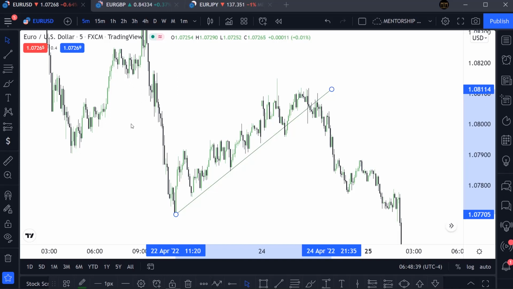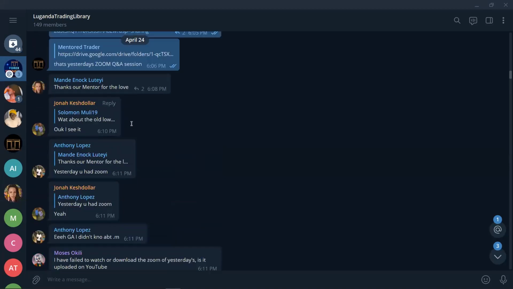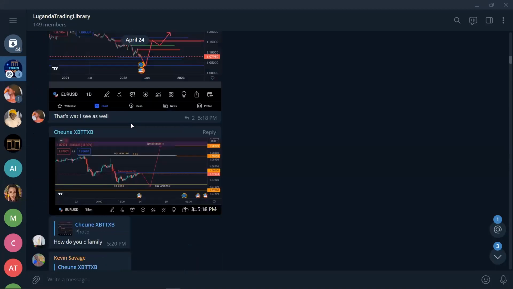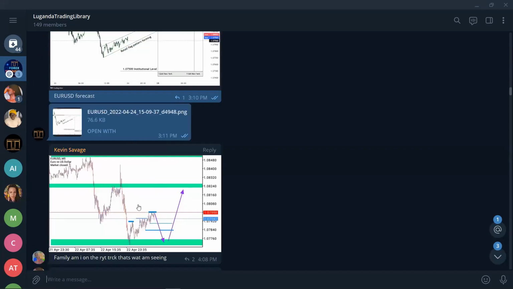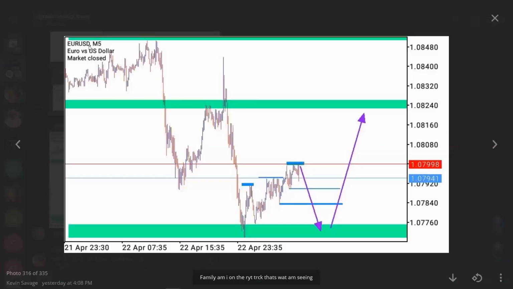So this is the Telegram group's screen, and over here, these are the active members. I'm looking for the day I sent that. Okay, so this is Kevin. He had his predictions on Euro USD. Yeah, he said it's going to reach here and go for the institutional level, which wasn't right because he didn't see this flag pattern forming.